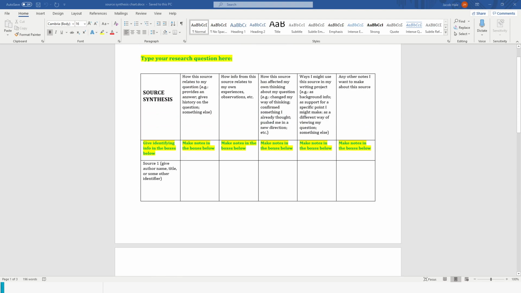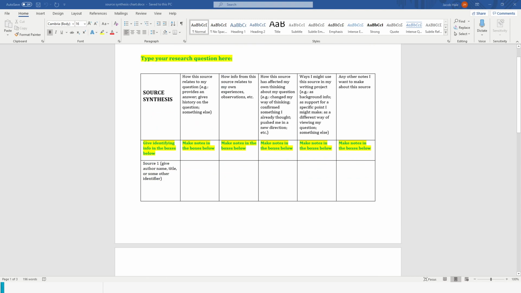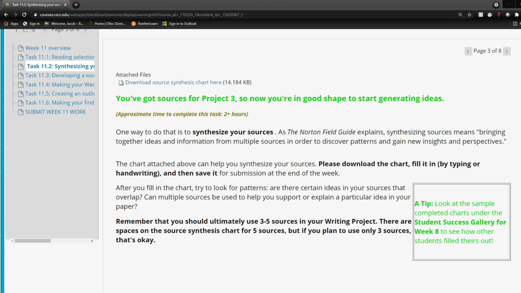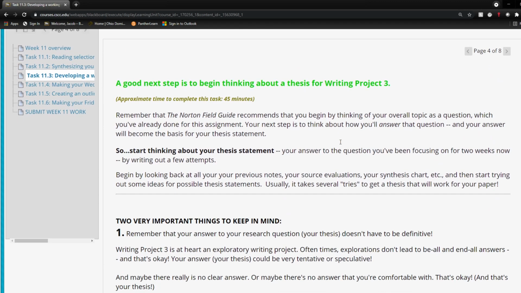So the first thing that you're going to put here, how this source relates to my question, your research question. And then in this box for your first source, how the info from the source relates to my own experiences and observations. And you'll type those notes here, and so on. So that's how this synthesis chart works. Okay, back to our tasks here. Let's move on to page 4.